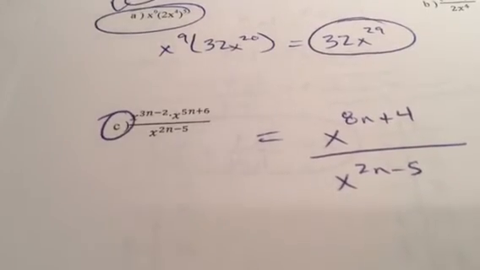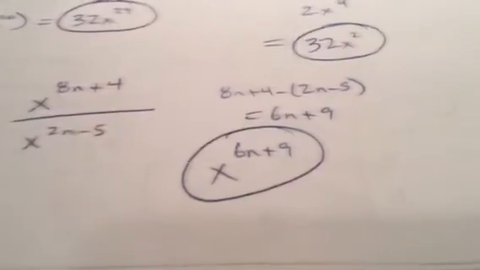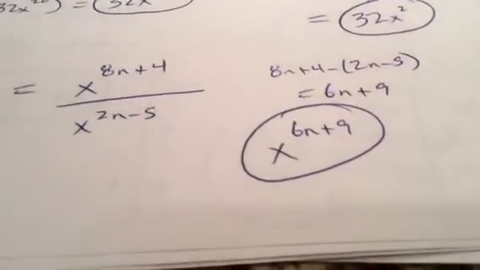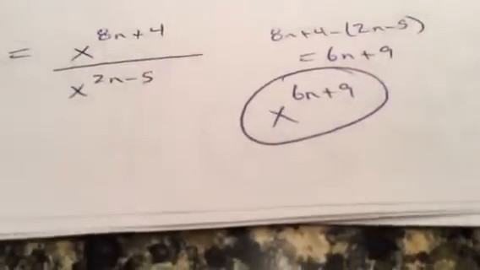Here you're going to add the exponents up top. Get 8n plus 4. Then we're going to subtract the exponents with division, and we get x to the 6n plus 9. Don't forget that 6n plus 9 is the exponent and not just the answer.